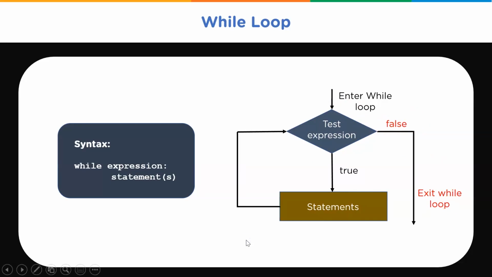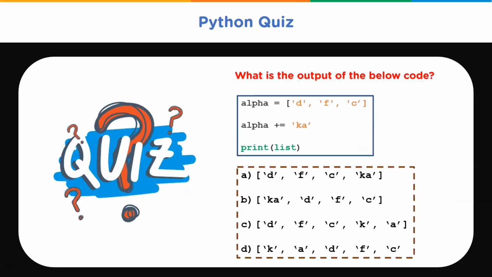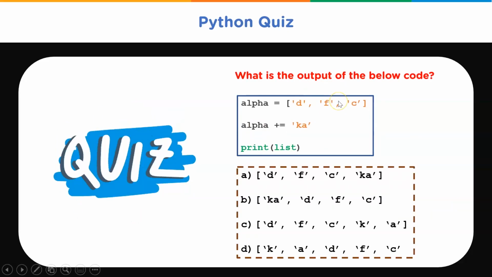Now before I move on, I have a question for you. So here is a Python quiz question. I want you to tell me the output of the below code. This is regarding a list. I have declared a list called alpha that has 'D', 'F' and 'C' as its elements. Then I'm saying alpha plus equal to 'KA', which is again a string since it is within the single quotes. Then I'm printing the list. Now you need to tell me what is the right answer.